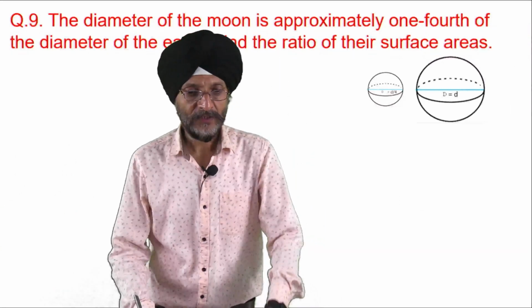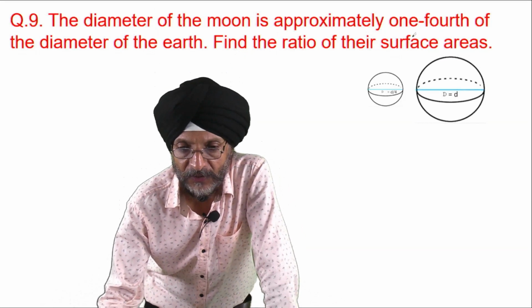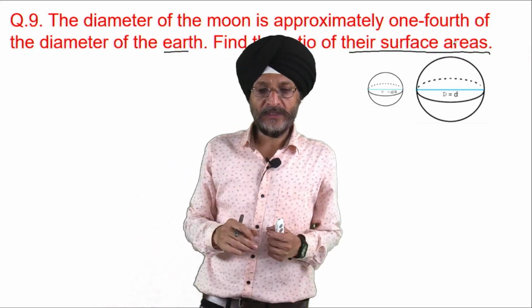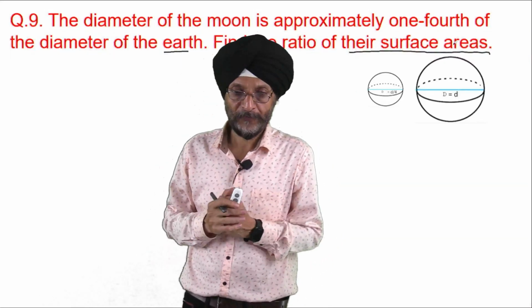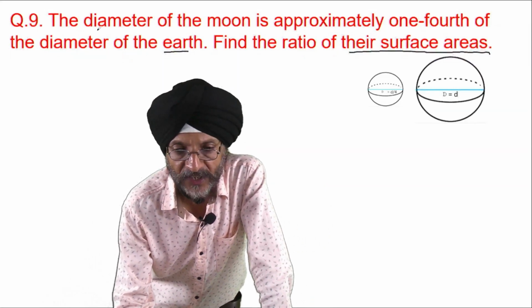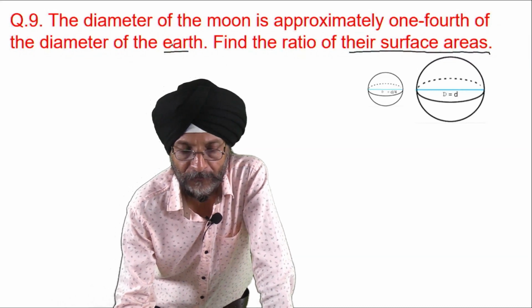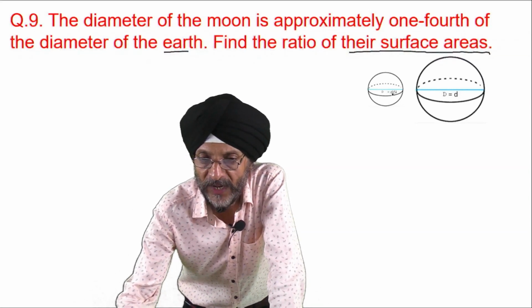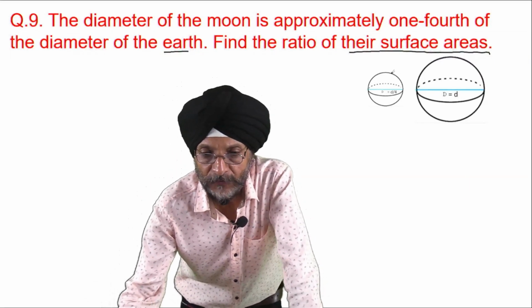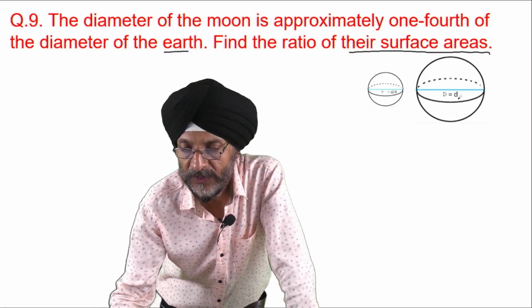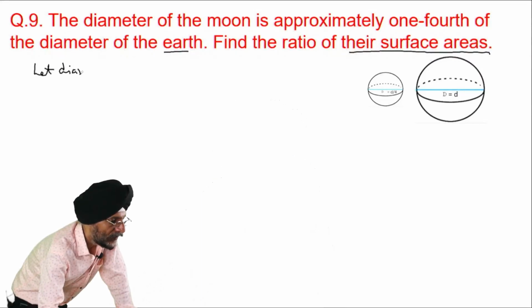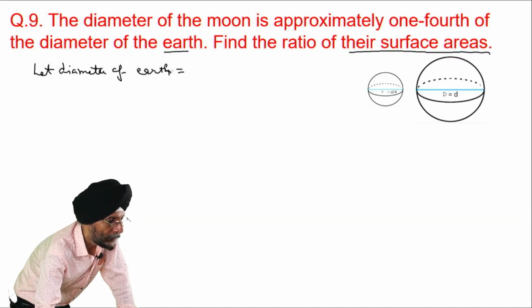Now the question before us is, the diameter of the moon is approximately 1/4 of the diameter of Earth. Find the ratio of their surface areas. This question appears to be very difficult, but it is not so. We know the diameter of the moon is approximately 1/4 of the Earth. We have taken the diameter of the Earth as d and that of the moon as d divided by 4, because the diameter of the moon is 1/4 of the diameter of the Earth. So let diameter of Earth is equal to d.